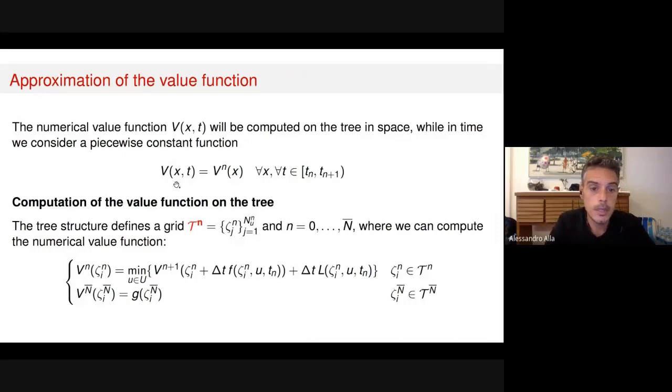Of course, we discretize the time, and formally there is basically no difference with what I've shown you before. But now we just compute the value function on the nodes of the tree. In this way, essentially, we get rid of the structured grid, and we just compute our value function on the nodes of the tree. So you see that this approximation has no difference with what I've shown you before. The only huge difference is that we are using a tree structure for our grid.